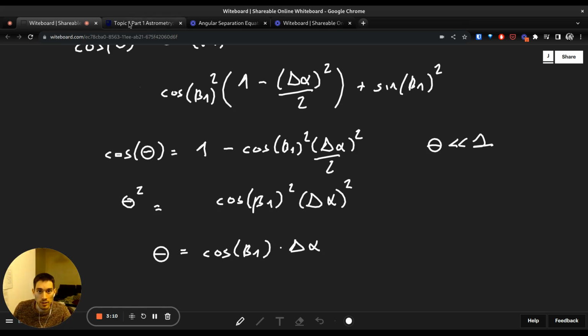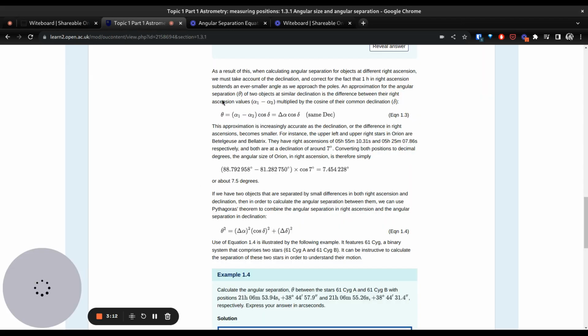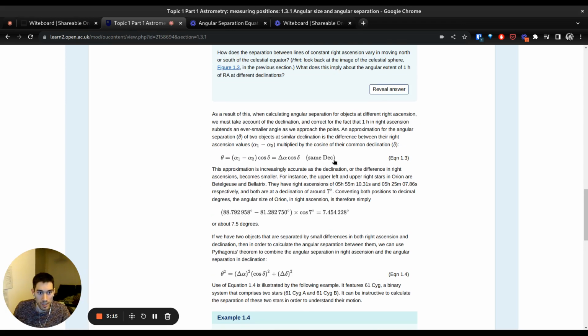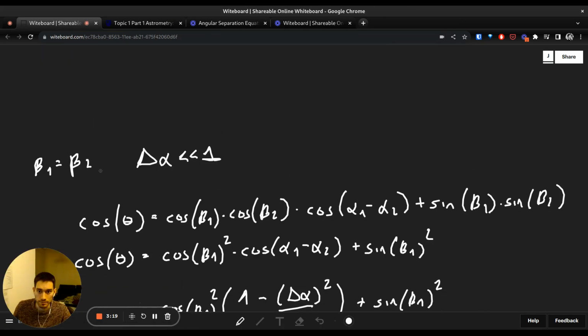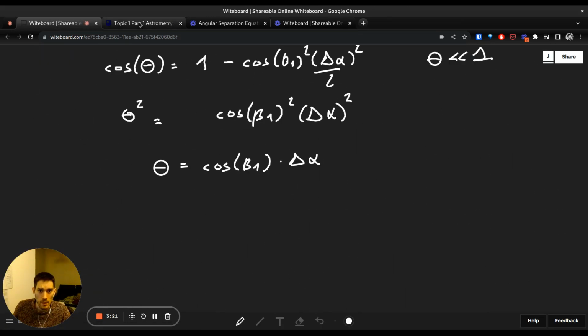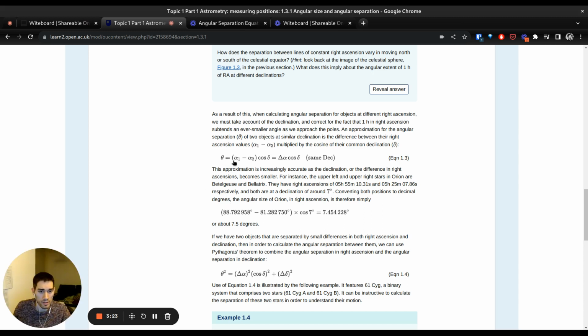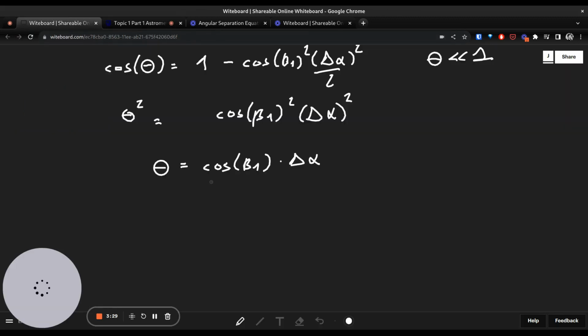And if we check here, we can see how for the case of same declination, in our case declination is beta 1, then theta is equal to the difference of alphas times cosine of delta, in this case beta 1.